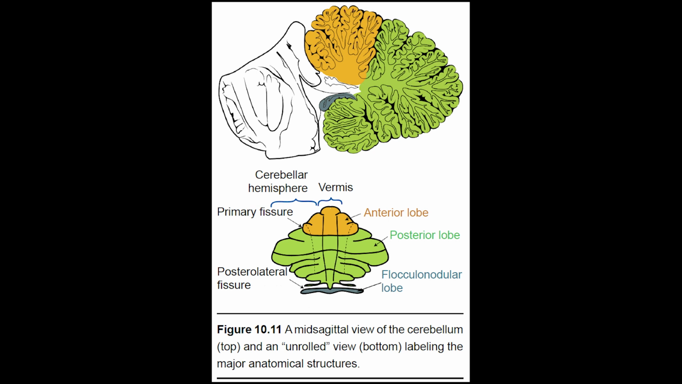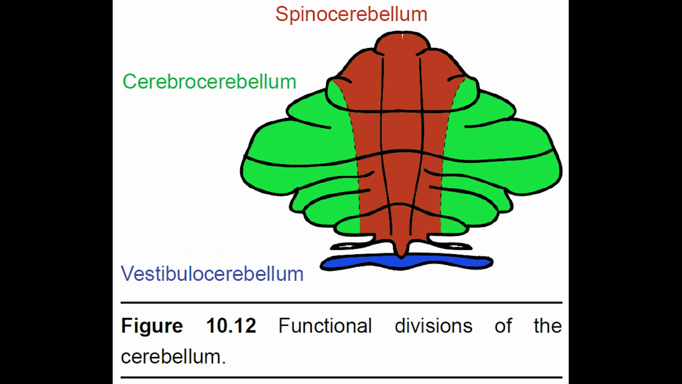The midline region is called the vermis, Latin for worm, and on either side of the vermis is a cerebellar hemisphere. Functionally, the cerebellum can be divided into three defined regions with roles in distinct types of movement.